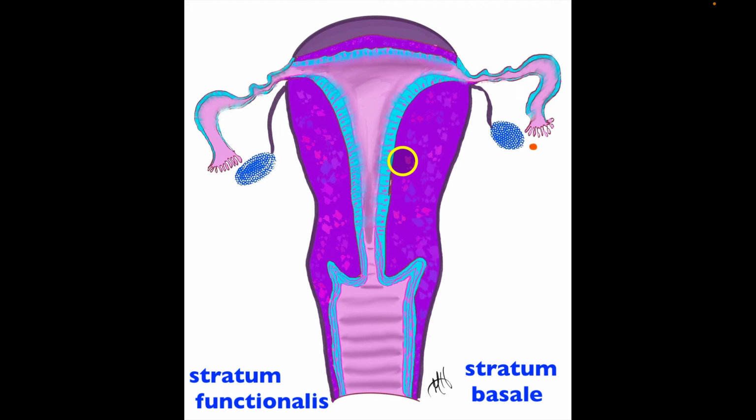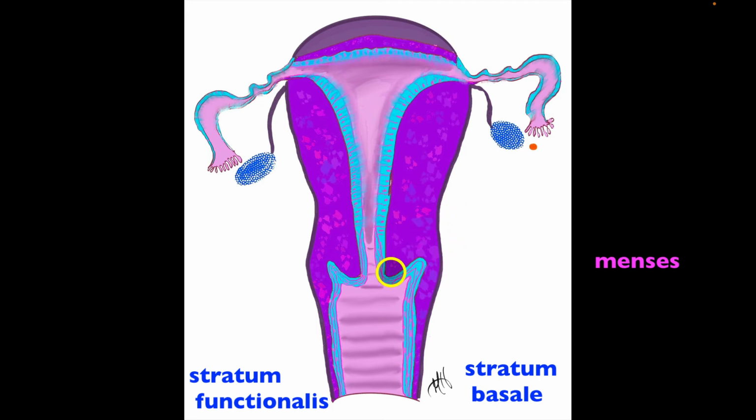The stratum basale contains stem cells that allow for regeneration of the stratum functionalis. The stratum functionalis is going to be shed off every 28 days in sexually mature females. This is known as menses. Once the stratum functionalis sheds off, the basal layer, the stratum basale, produces another stratum functionalis. And we'll talk more about menses in a later video.